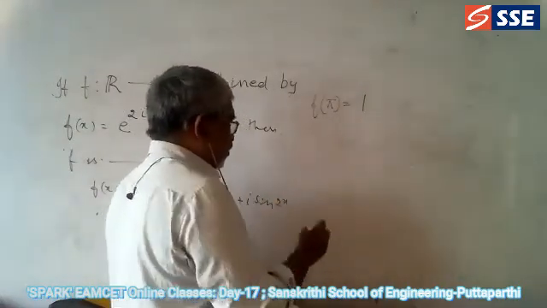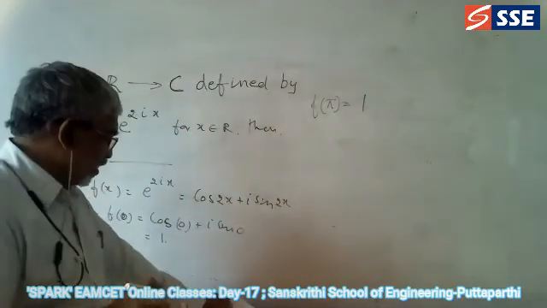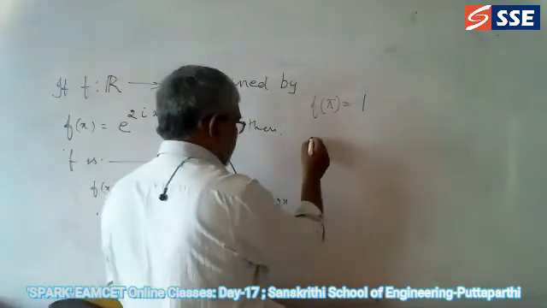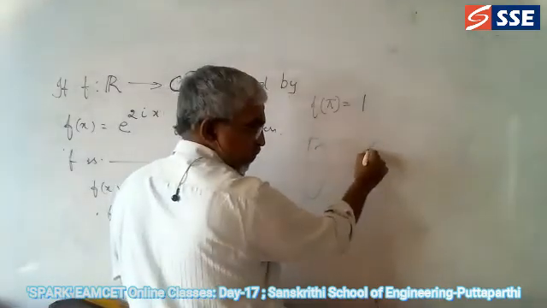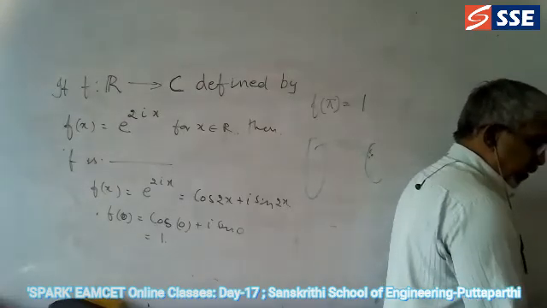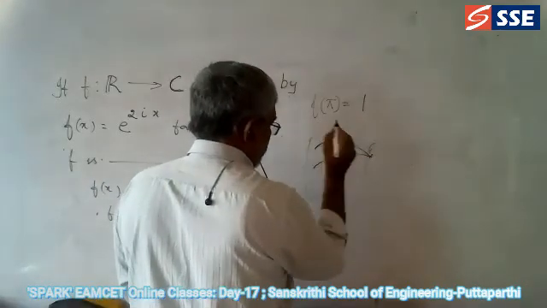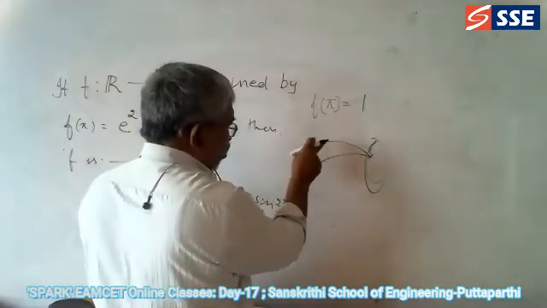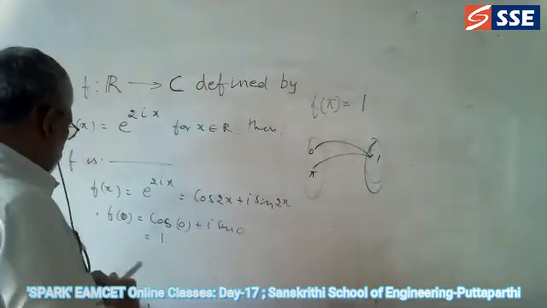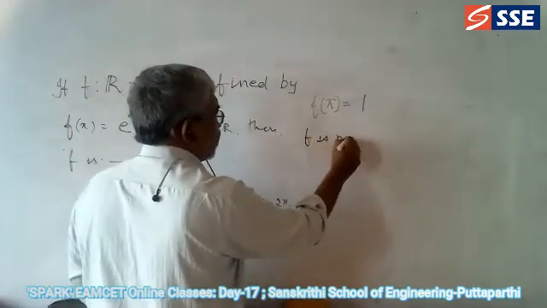So the two values 0 and pi have a single image, so it is not 1 to 1. One number must go to a single number only. But here, two numbers go to one: 0 also goes to 1, and pi also goes to 1. So f is not 1 to 1.